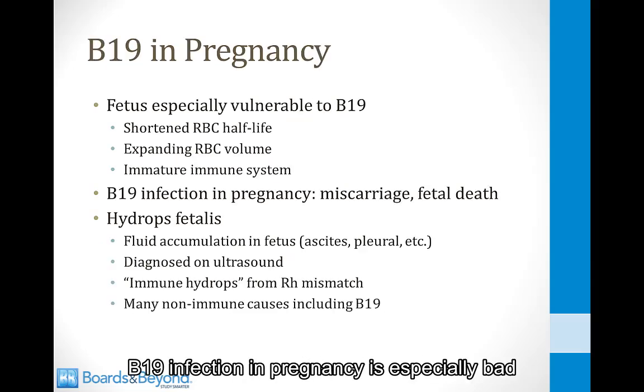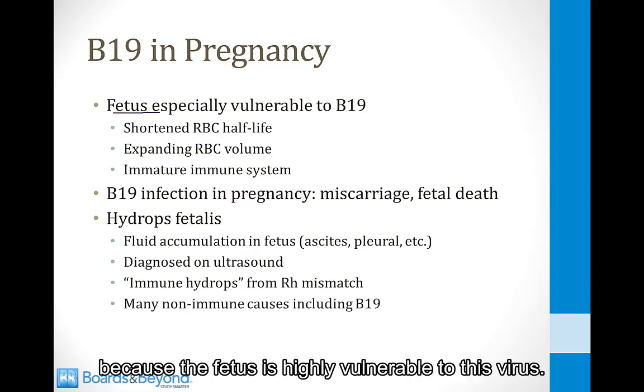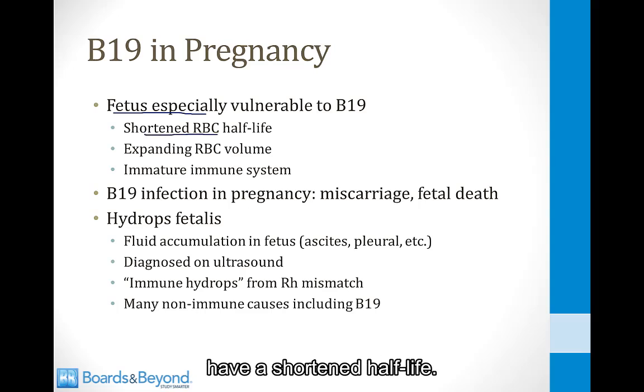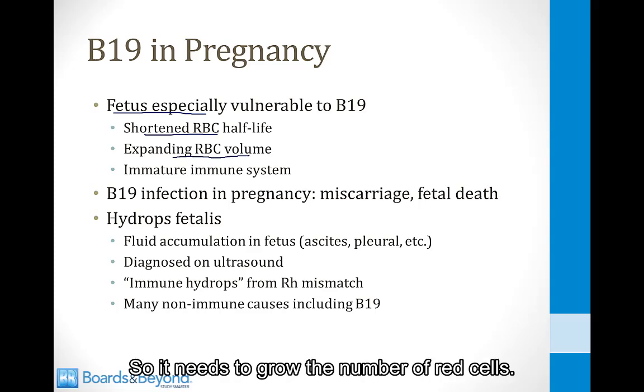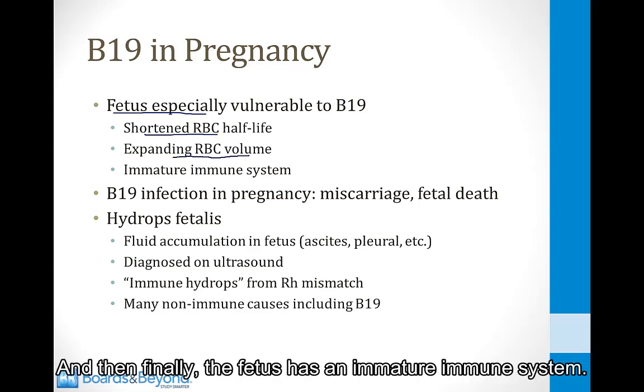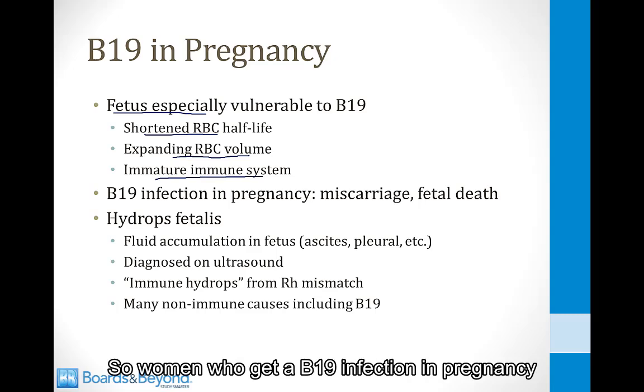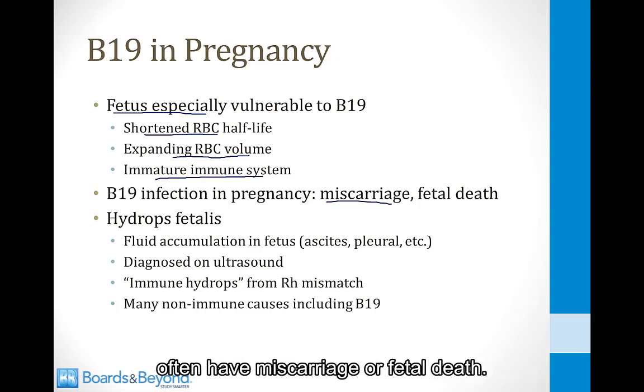B19 infection in pregnancy is especially bad because the fetus is highly vulnerable to this virus, and there are a couple of reasons for this. First of all, the fetal red blood cells have a shortened half-life. Also, the fetus is trying to expand its red blood cell volume, so it needs to grow the number of red cells. And then finally, the fetus has an immature immune system, so it can't fight off the viral infection. So women who get a B19 infection in pregnancy often have miscarriage or fetal death.